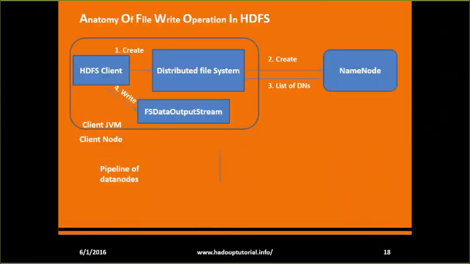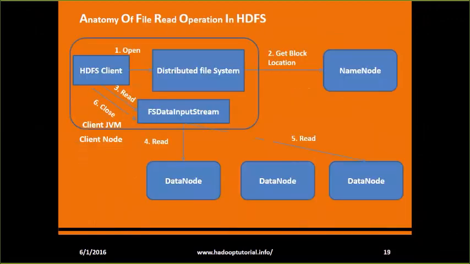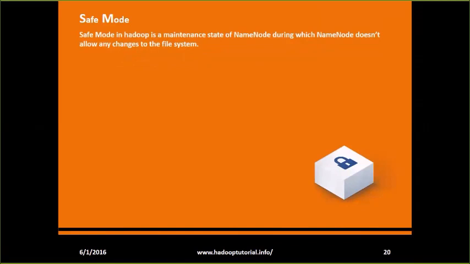Anatomy of file write and file read we have seen yesterday itself. Safe mode, I just gave you a one-line introduction there. During the restart of your name node, it enters into safe mode. Same like your Windows: sometimes whenever you restart your Windows machine, it might go into safe mode, where you can't run or edit anything. It is used mainly to restore something like that. But here, during safe mode, it merges the edit log with the fsimage file.